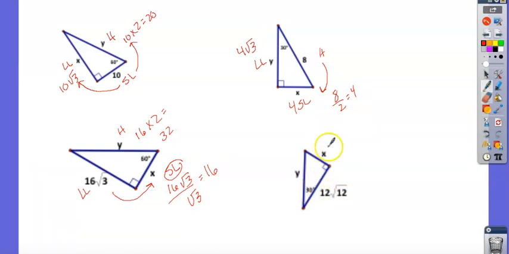That says 30 degrees, so that must be my short leg. This must be my hypotenuse because it's straight across from the right angle, and this is my long leg. Okay, I don't have my short leg, and I want to figure that out first. I have what my long leg is. If I have my long leg and I want to go back to my short leg, I'm going to divide.